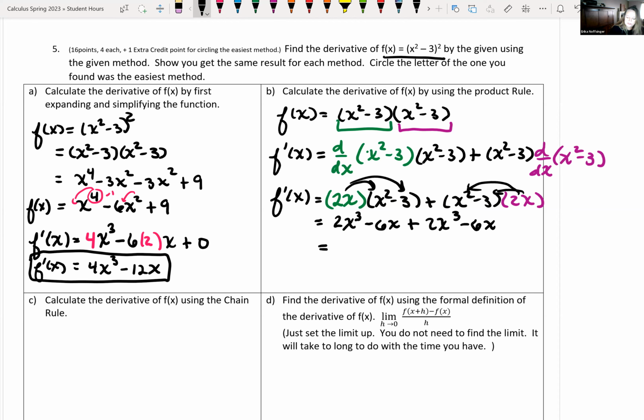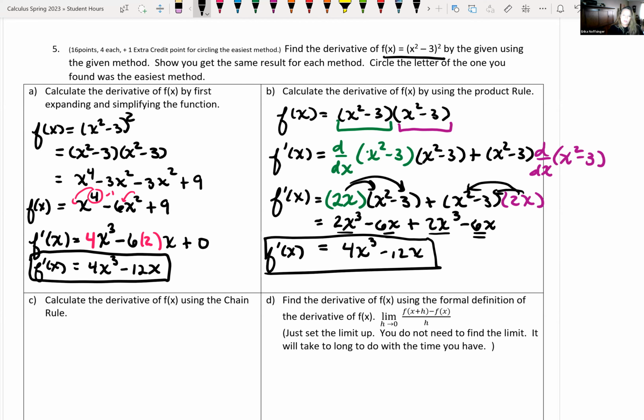Combining like terms, 2x cubed plus 2x cubed is 4x cubed. And -6x minus 6x is -12x. So our derivative function is 4x cubed minus 12x. Exactly the same thing that we got on part A. So part C, one more time taking this derivative, or at least right now.